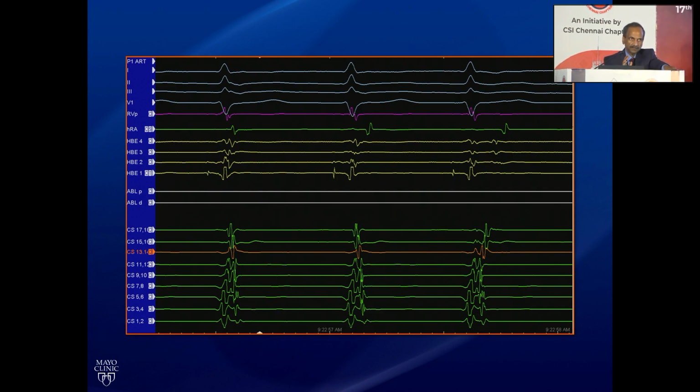Target that, tachycardia will stop, then pace again to see where the other connections are and whether they are relevant for other tachycardias, and choose to ablate.